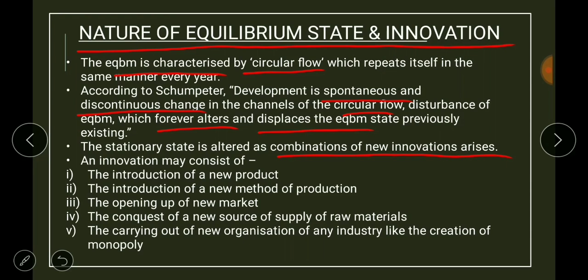An innovation may consist of the following forms: the introduction of a new product, the introduction of a new method of production, the opening up of a new market, the conquest of a new source of supply of raw materials, the carrying out of a new organization of any industry, like the creation of monopoly.